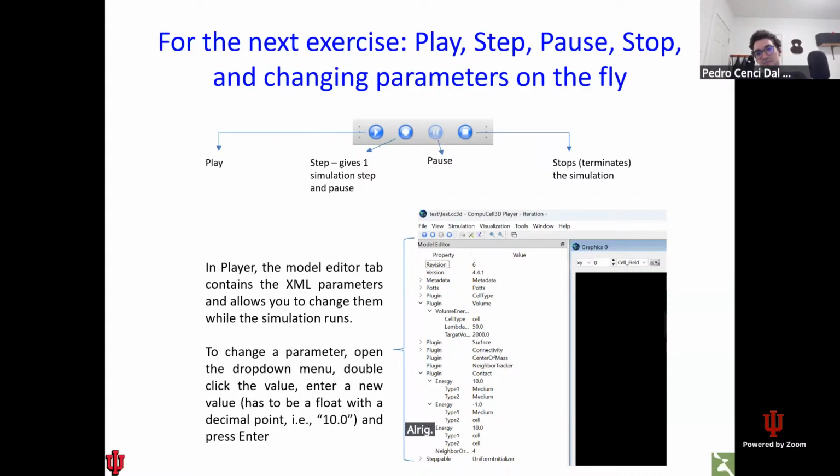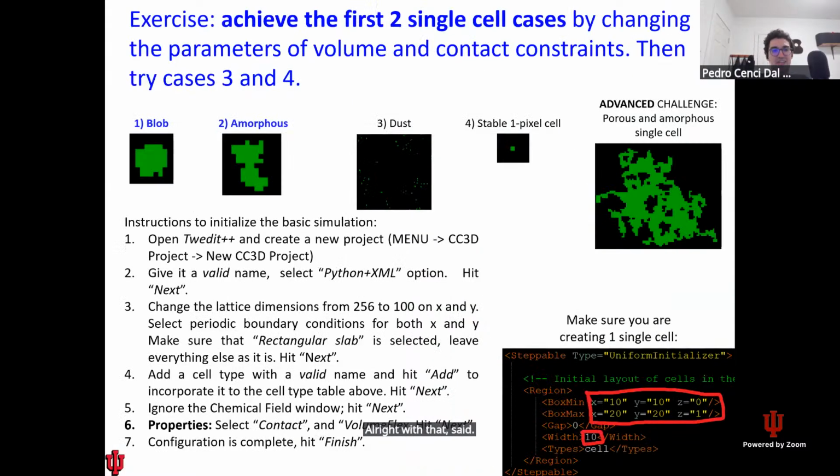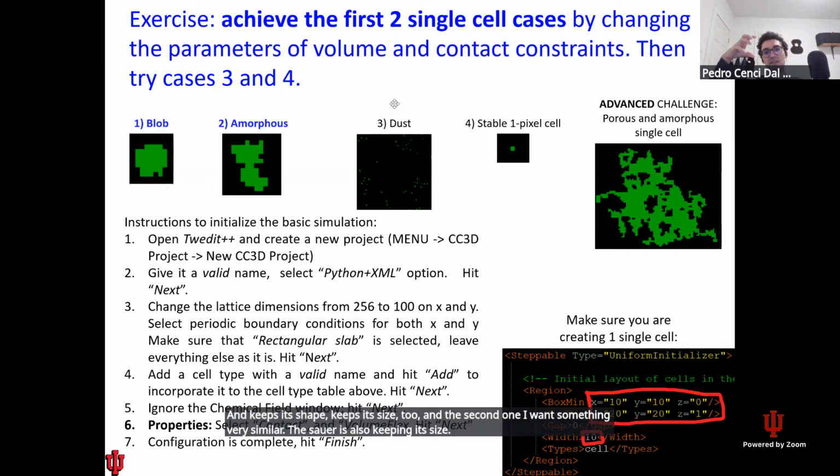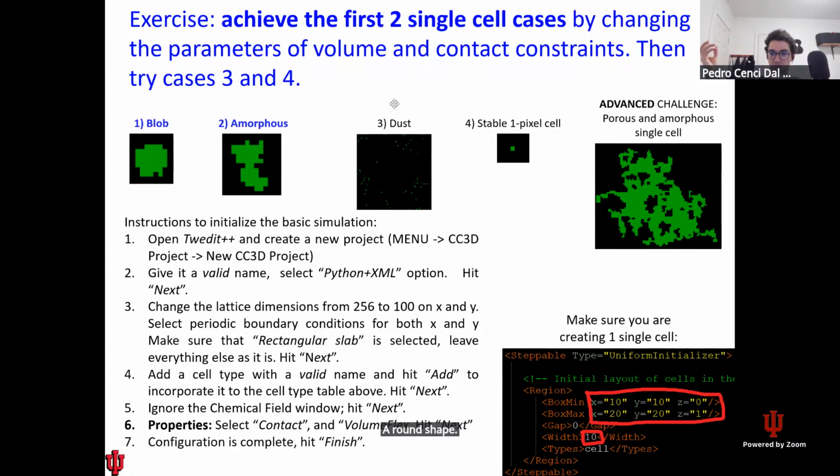All right, with that said, exercise one. In exercise one, I want you to achieve the first and second cell behaviors, where the first cell behavior is a cell that is roughly round and keeps its shape, keeps its size too. And the second one, I want something very similar. The cell is also keeping its size, but it has a less round shape. It is more amorphous. So this is your exercise for now.